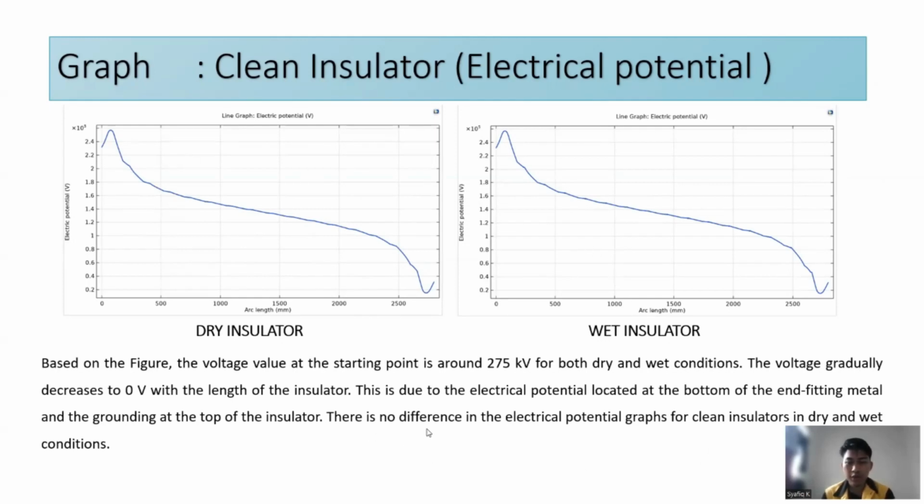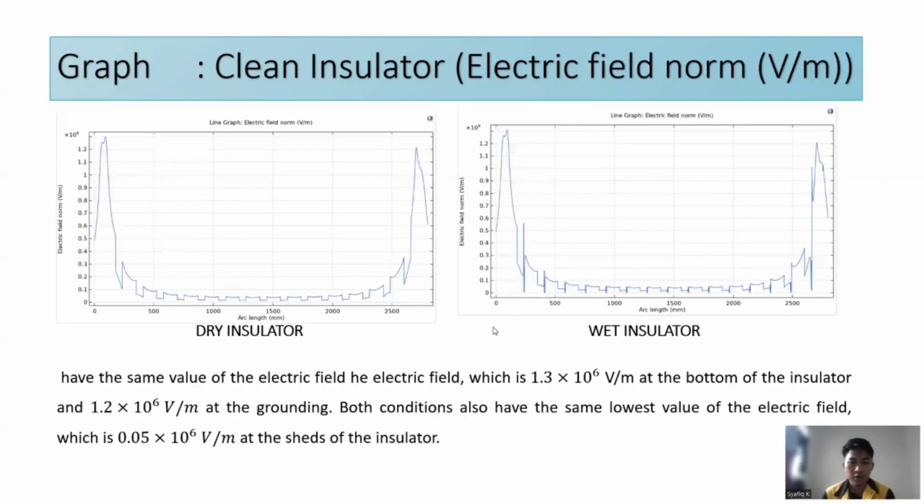So no difference in the potential graph for the clean insulator in dry and wet conditions. The next one is for the electric field. As for the electric fields, as you can see, it has the same value for the highest electric field, which is the same for both. At the bottom here it has the height 1.3 mega V over amps, while for the top it has 1.2.